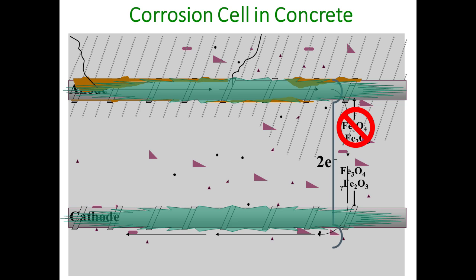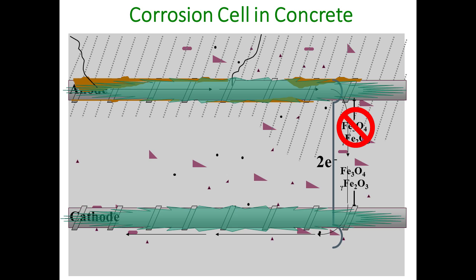And once that happens, you essentially have two different environments. Your top mat of steel is in a chloride contaminated environment. Your bottom mat of steel is in a high pH environment with no chlorides, and you create this corrosion cell. You end up getting a chemical reaction, and your top mat of steel becomes your anode, your bottom mat of steel becomes your cathode, and everybody knows what happens after that. You end up getting rust.